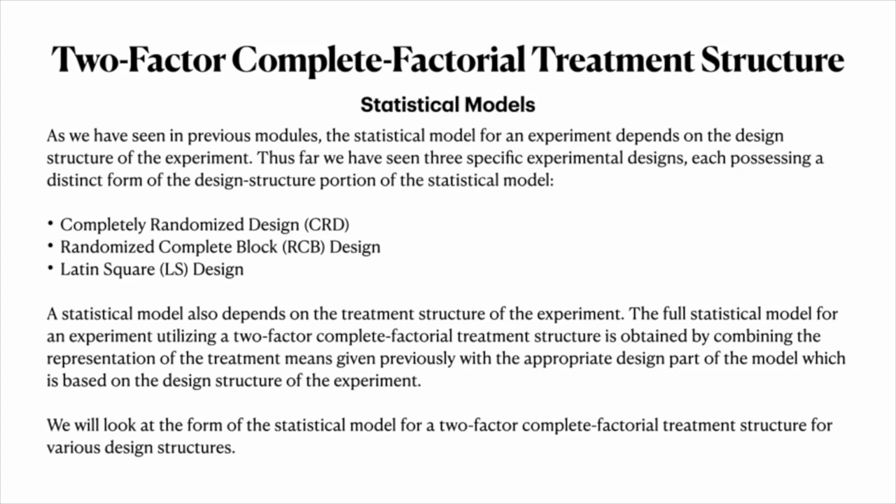Now, a statistical model also depends on the treatment structure of the experiment. The full statistical model for an experiment utilizing a two-factor complete factorial treatment structure is obtained by combining the representation of the treatment means given previously with the appropriate design part of the model, which is based on the design structure of the experiment. We're going to look at the form of the statistical model for a two-factor complete factorial treatment structure for various design structures.